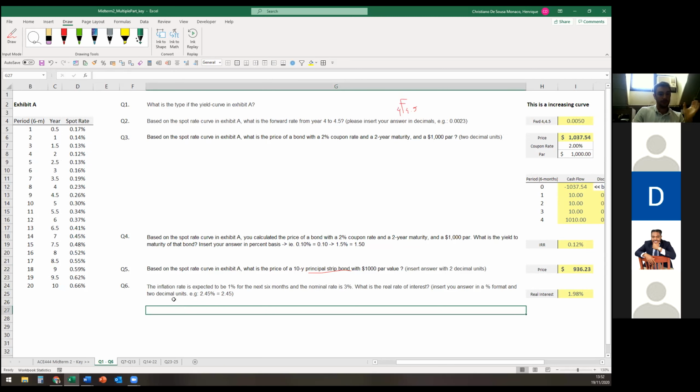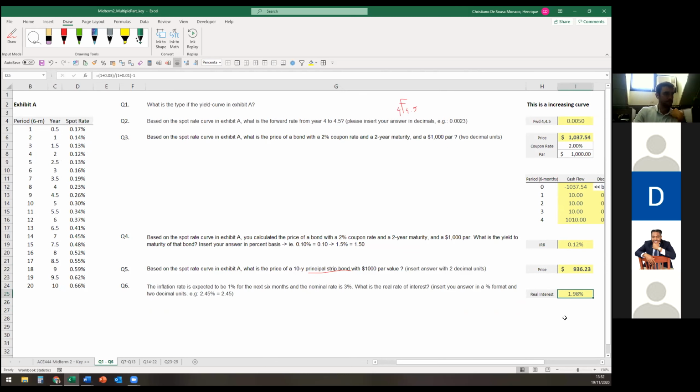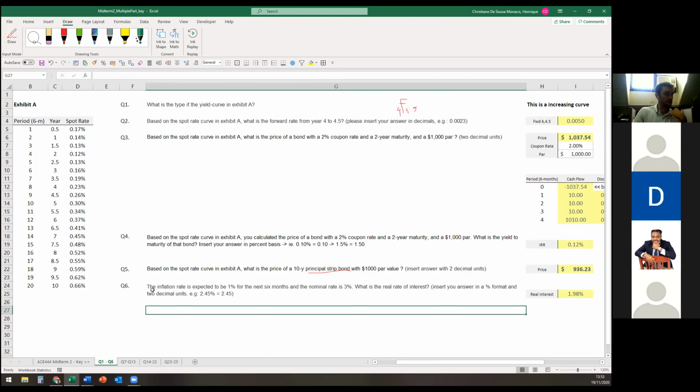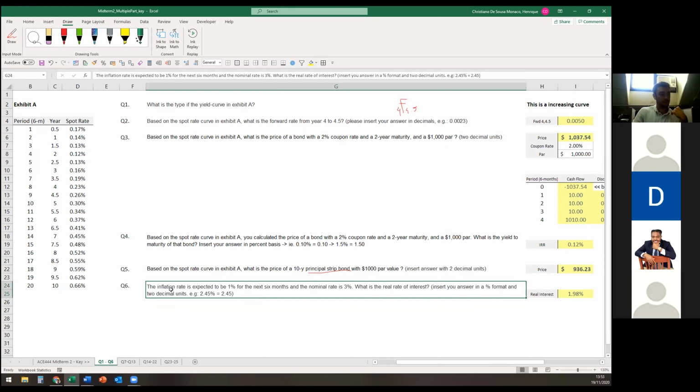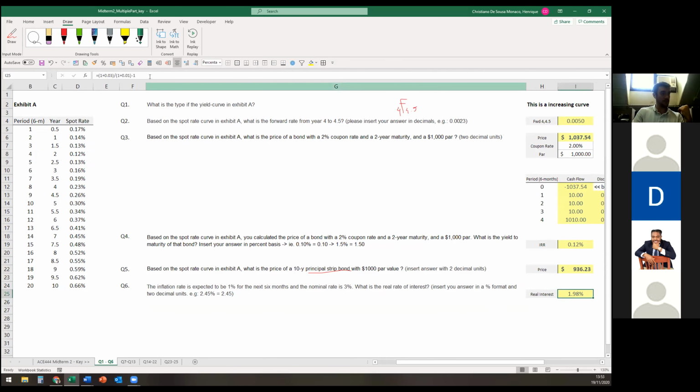And finally, for this first set of questions, we asked you to calculate the real interest rate, given the expected inflation rate and the nominal interest rate. You should be able to plug those into the formula from one of the slides, I don't remember which, to find the exact number, which is going to be 1.98%.